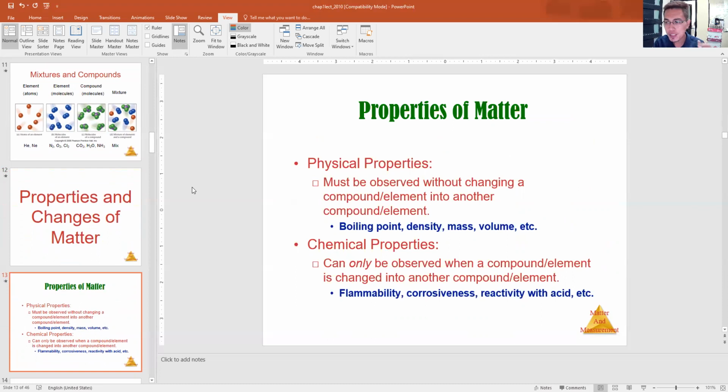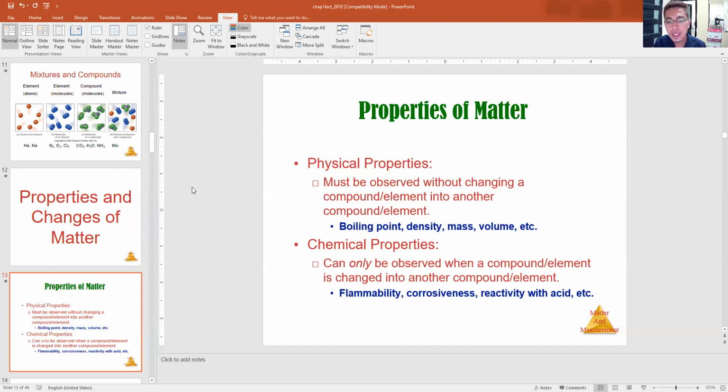From the word itself, physical, walay chemical reaction ni siya. It's a physical niya na state. Like the color, the texture, size, the volume. So it must be observed without changing a compound or element into another compound or element. So examples for that are boiling point, density, mass, volume, etc.